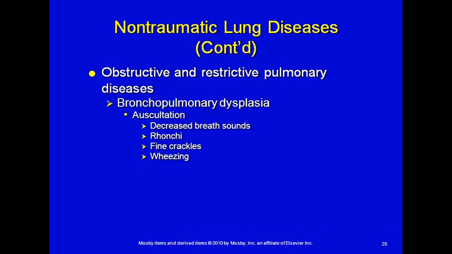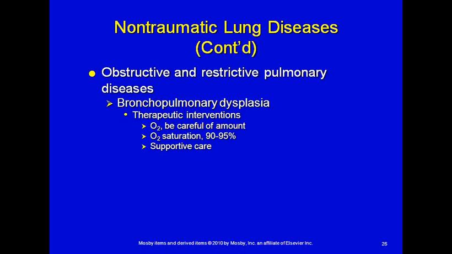You're going to listen to lung sounds. You might hear the full gamut, from crackles to rhonchi to wheezes. We're going to give them oxygen, but in this particular case, just to maintain SATs between 90 and 95%. We're going to keep them just slightly hypoxic so that we don't, in fact, give them too much oxygen.